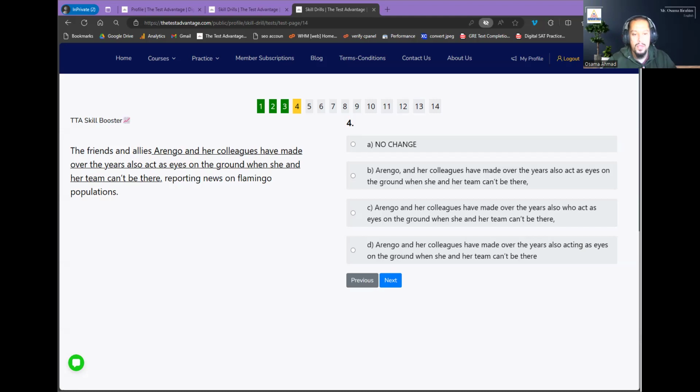Regno and her colleagues. No. أنا عارف هتقول كده. عشان بتدور على name وكده. That's not who the sentence is about or what the sentence is about. Read it from the beginning هنا. The friends and allies Arango and her colleagues have made. The adjective clause. ده بيوصف ال friends and allies. ده بيقول لي هم مين. Okay? بس حتى لو قلنا this is the subject and verb.